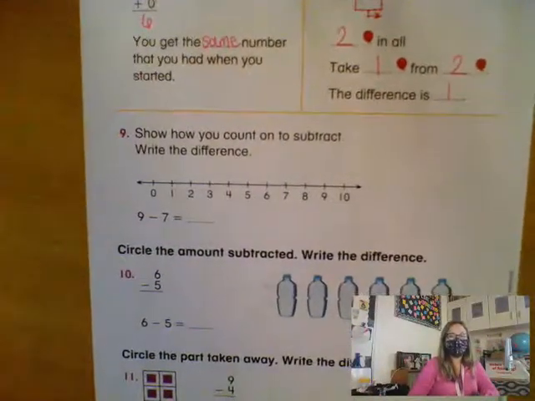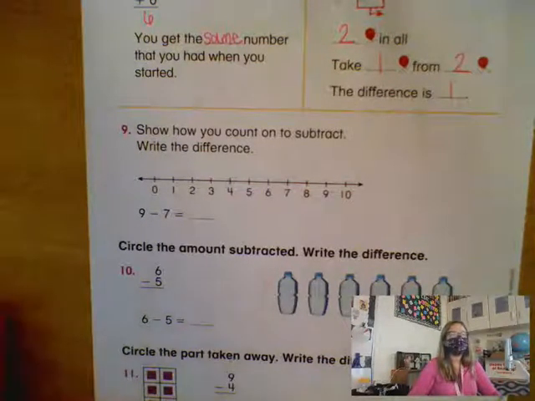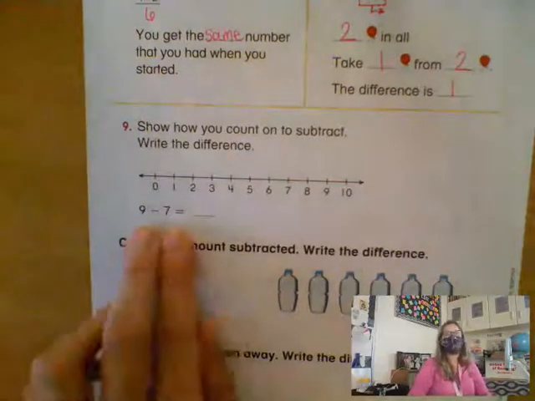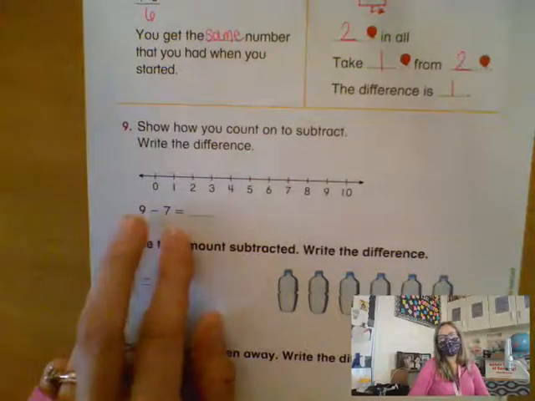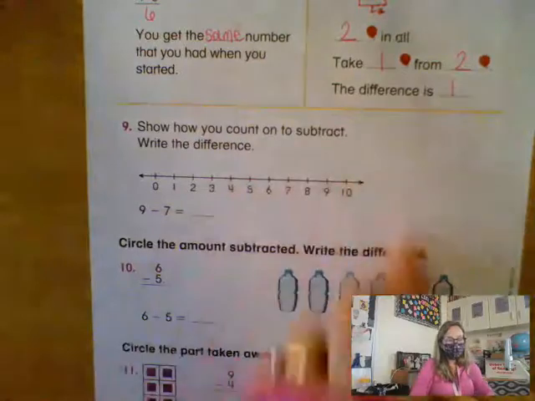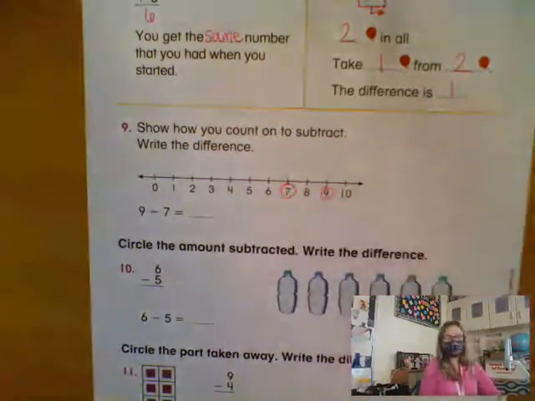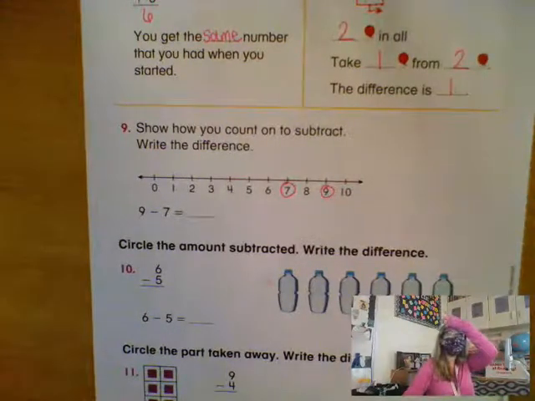All right. Number 9 says, show how you can count on to subtract the difference. I'm going to show you this, and you're going to be like, oh, that's so cool. What are the two numbers in this subtraction sentence, Connor? 9 and 7. So on your number line right now, circle the 9 and circle the 7. Those are the two numbers that we know. Everybody circled your 9 and your 7?